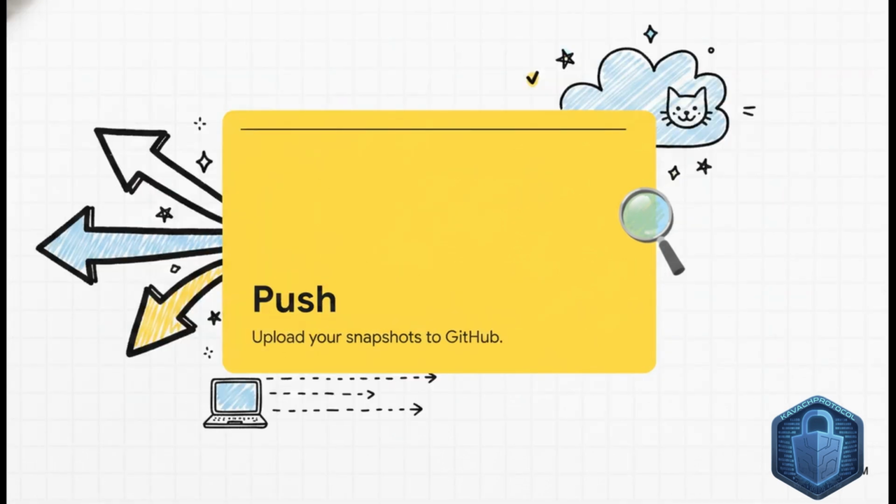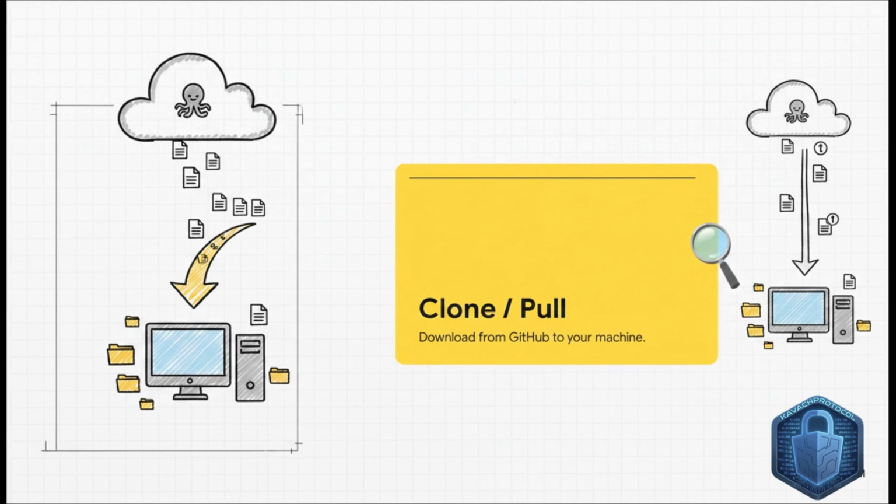Then we have push. Pushing simply means uploading your snapshots straight up to GitHub. Now, the absolutely crucial point here is this. Until you push, your work only exists on your local machine. It's only after pushing that it lives securely on GitHub servers for the world to see. On the flip side, we have clone and pull, which both involve downloading from GitHub down to your machine.